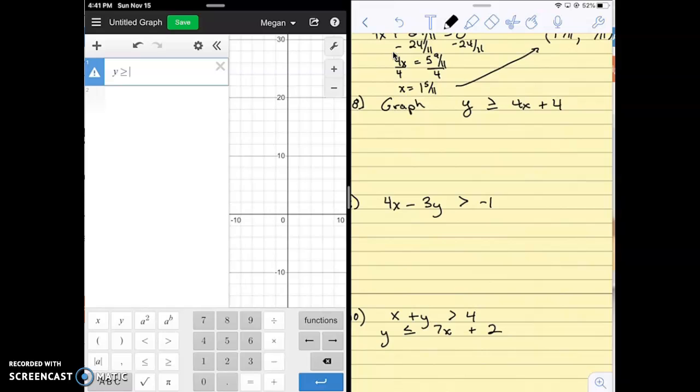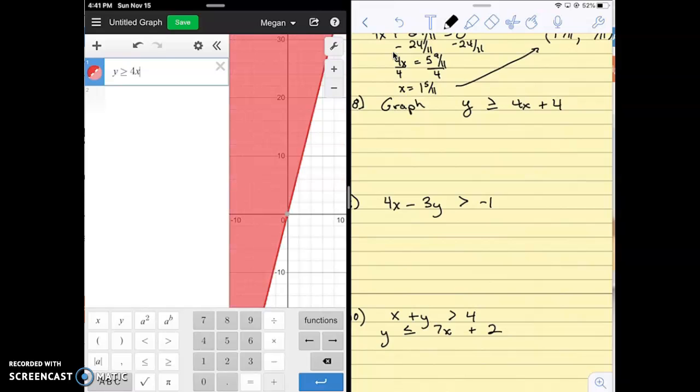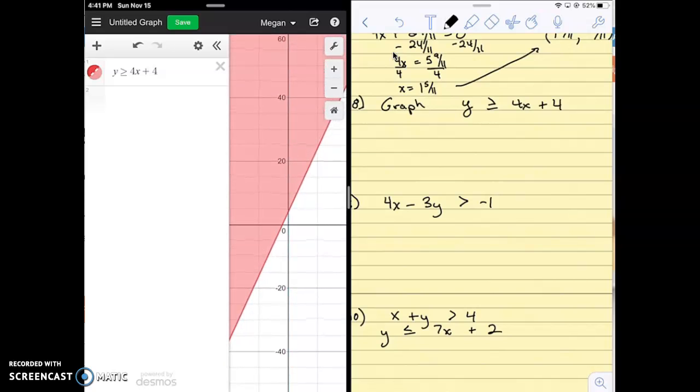Y greater than or equal to 4x plus 4. Now I can take a picture of that if I wanted to and put it in my notes. So 1, 2, 3, 4, up 4 over 1. It's a solid line, and I color up. There you go.